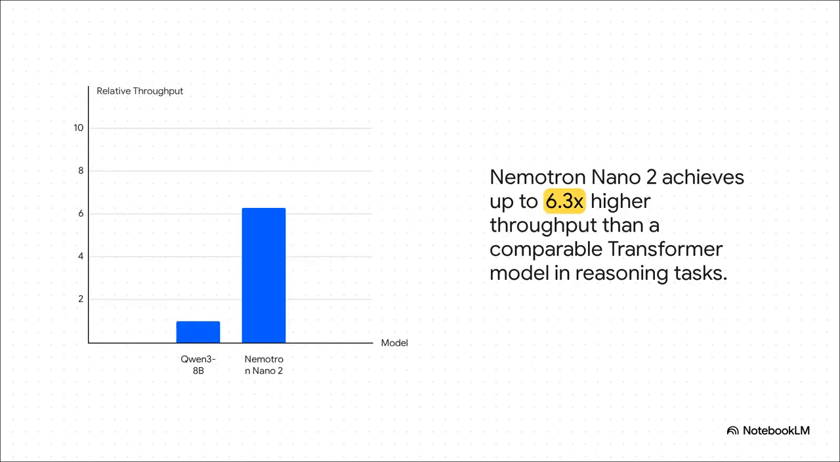And here it is, the money shot. Remember that 6x from the beginning? Well, compared to a state-of-the-art transformer-only model of a similar size, Nemotron Nano 2 gets up to 6.3 times higher throughput. That means it can generate long, complex answers over 6 times faster. It's the direct result of that smarter design.